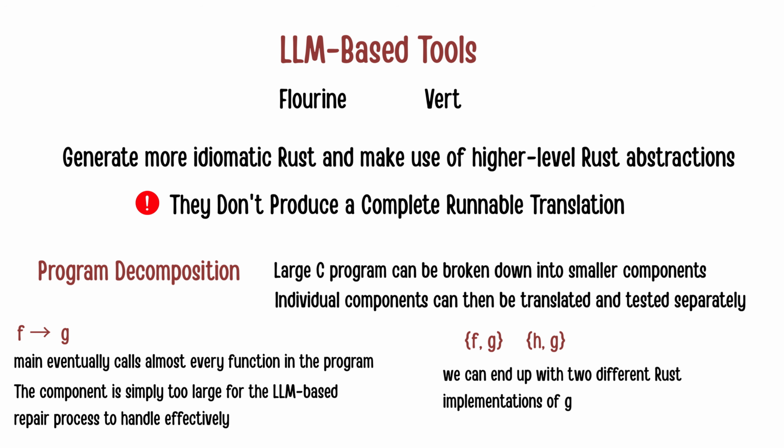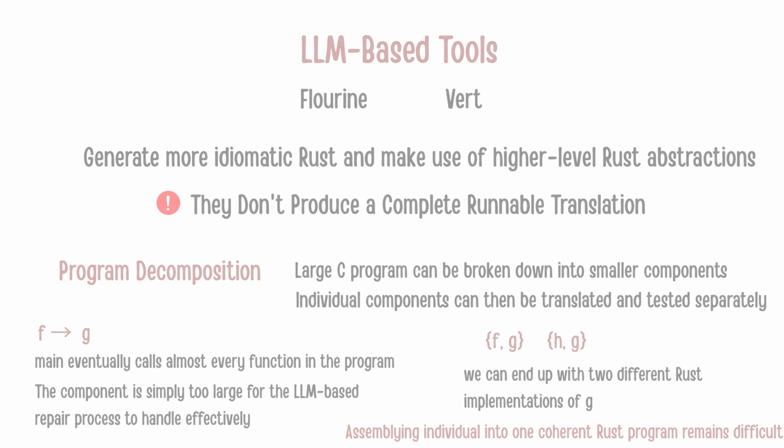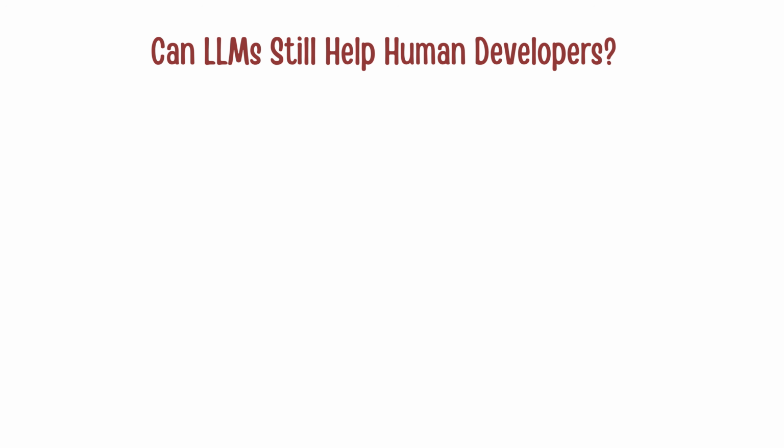The authors experimented with manually decomposing their benchmark programs into smaller components. They were able to obtain some compilable translations for individual components, but they still couldn't reliably merge everything back into one compilable program. But there's one more interesting question. Even if fully automatic LLM-based translation doesn't work, could LLMs still be useful as assistants to human developers?